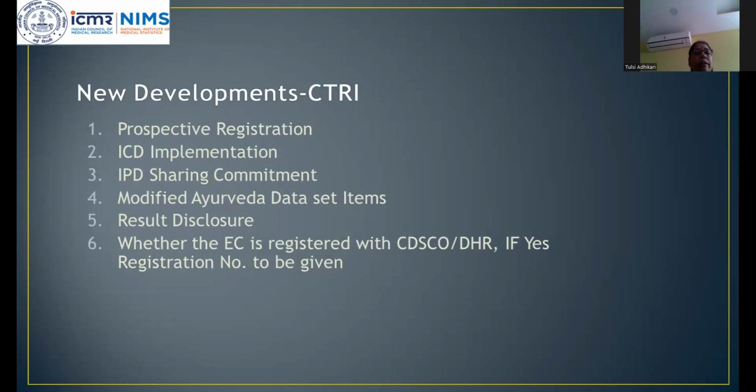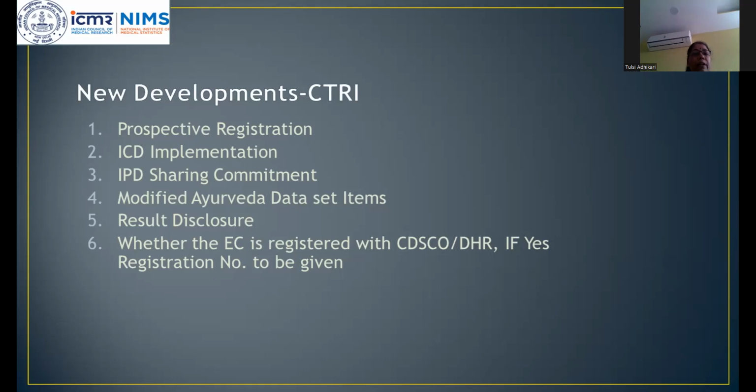And the ICD implementation. So ICD 10 coding we have implemented for health condition coding. Then the IPD sharing commitment is there. When you enter your details, you have to share your commitment regarding IPD, individual patient data sharing. It is not yet mandatory to share the IPD data, but we want to take your commitment. What is your take on that, whether you are going to share the data or not? If you are going to share, how you are going to share, for how long, and after what time following completion of your trial you will be sharing the data. All those commitments we take just in the form of yes, no, and so on.